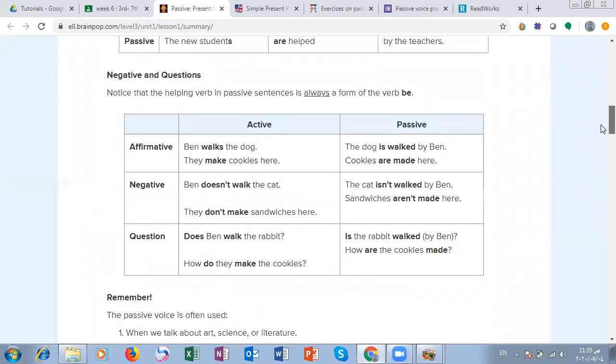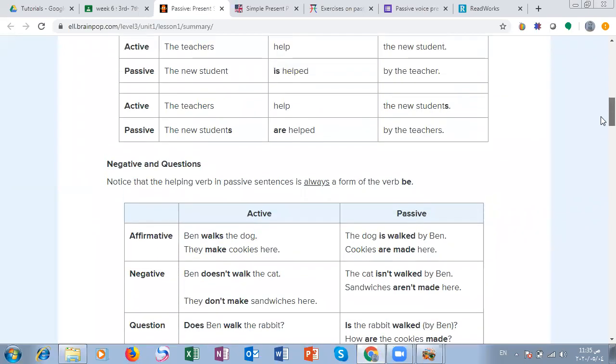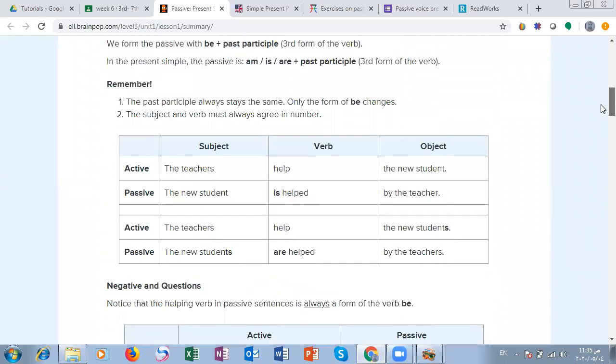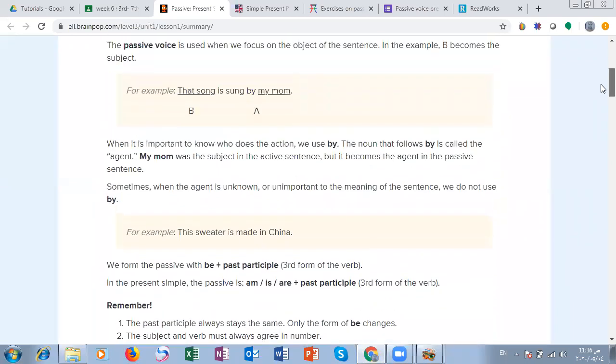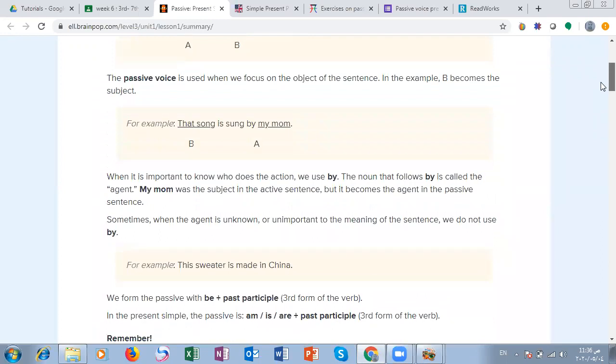This was an introduction to what a past participle form is. Now we are talking about the passive voice. What is a passive voice? The passive voice is used when we focus on the object of the sentence. In this example, let's see.